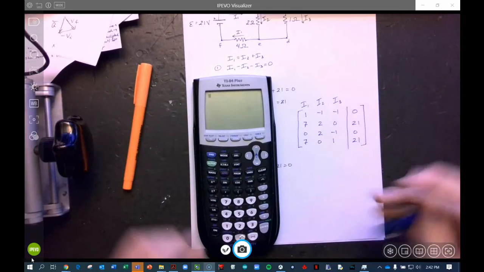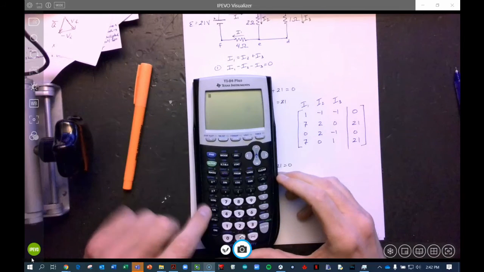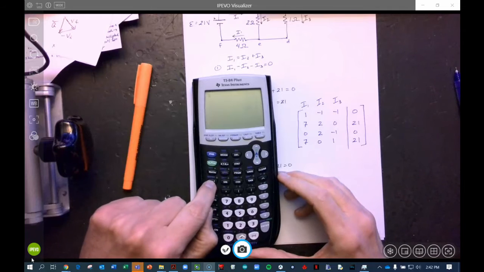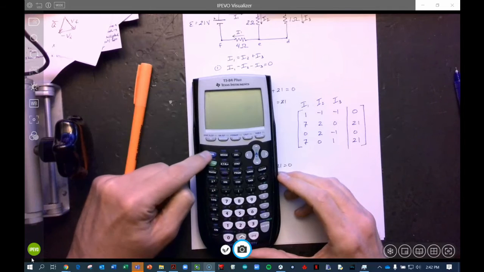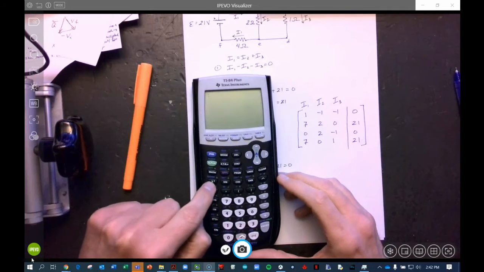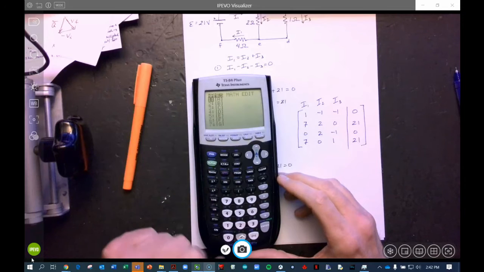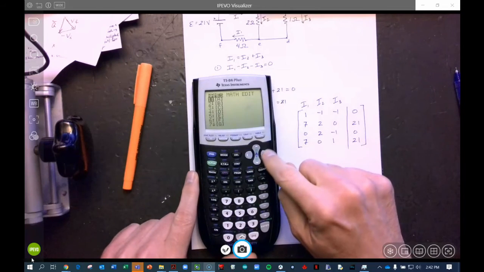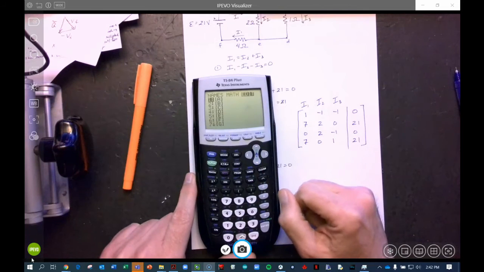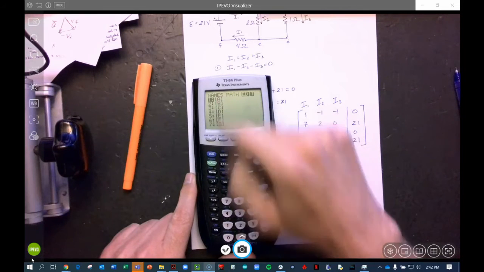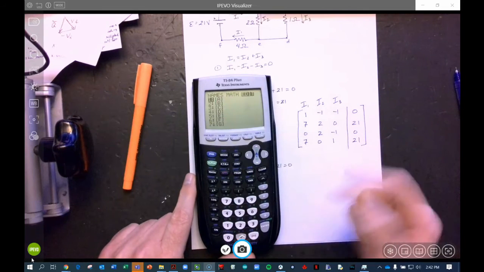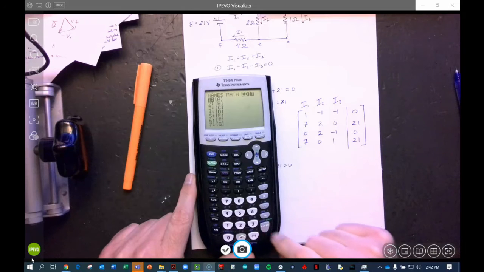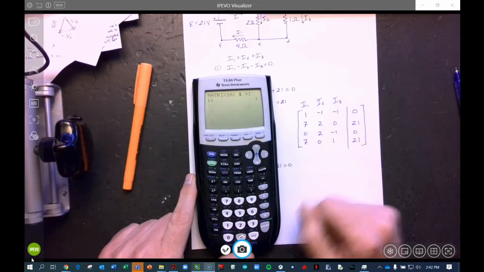It's a little better. So we're going to use this button right here, the matrix button, which is blue. For me it's the second matrix button. Then I'm going to come over to the edit menu by using the right arrow, and I can choose any of these matrices to enter my matrix into. Because A is the first one and it's empty, I'm going to enter the matrix there.